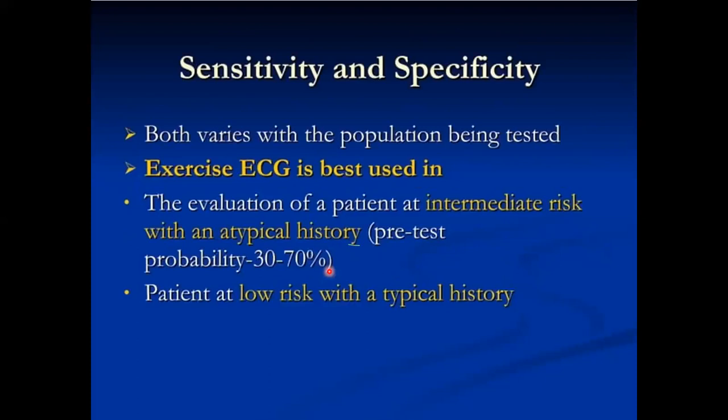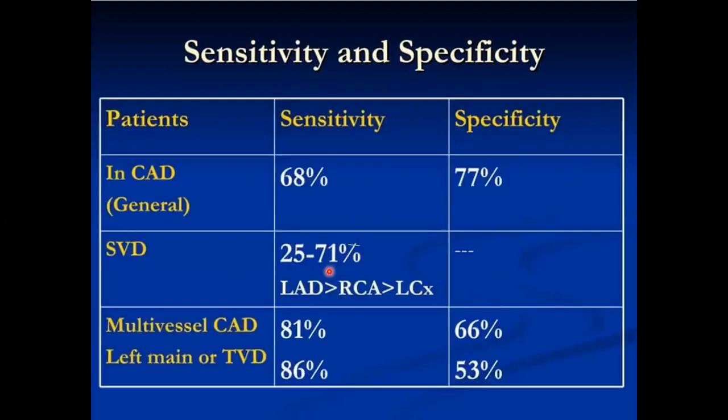So the diagnostic use of exercise testing, we're looking at sensitivity and specificity now. Both of them vary with the population being tested. That is why it is important that we look at the pretest probability. So the evaluation of a patient at intermediate risk with an atypical history, that is, the pretest probability now, is between 30 to 70%. A patient at low risk with a typical history, the pretest probability is about 30 to 70%.